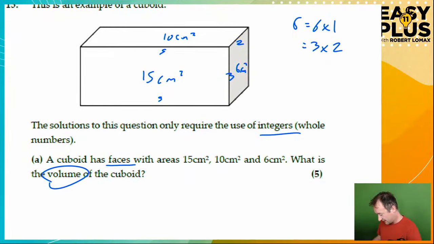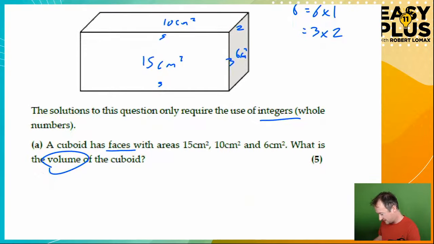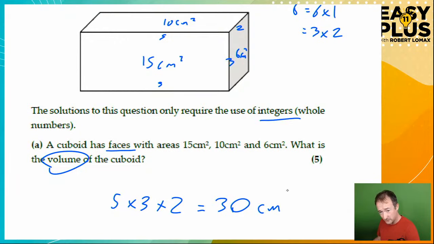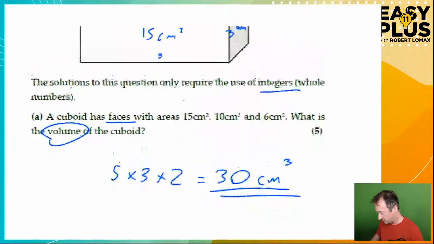So we've got these lengths. From these, we can get the volume quite simply. It's 5 times 3 times 2. 5 times 3 is 15. 15 times 2 is 30 centimetres. Centimetres what? Centimetres cubed, of course. And that's how you do it. It's actually quite straightforward once you just follow it through logically like that.